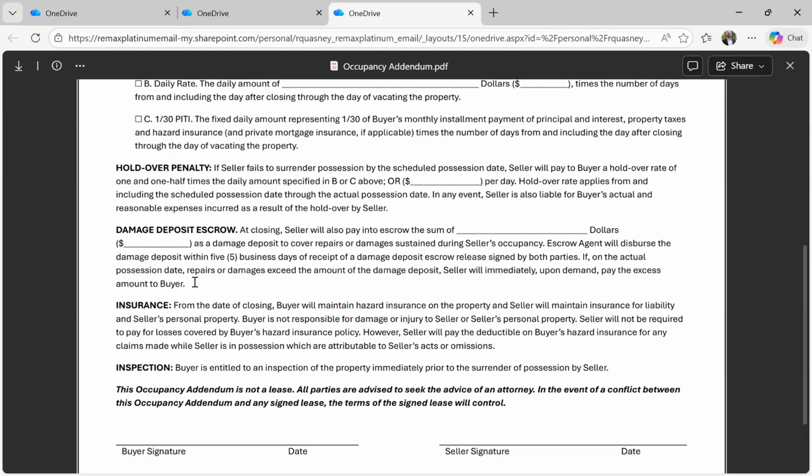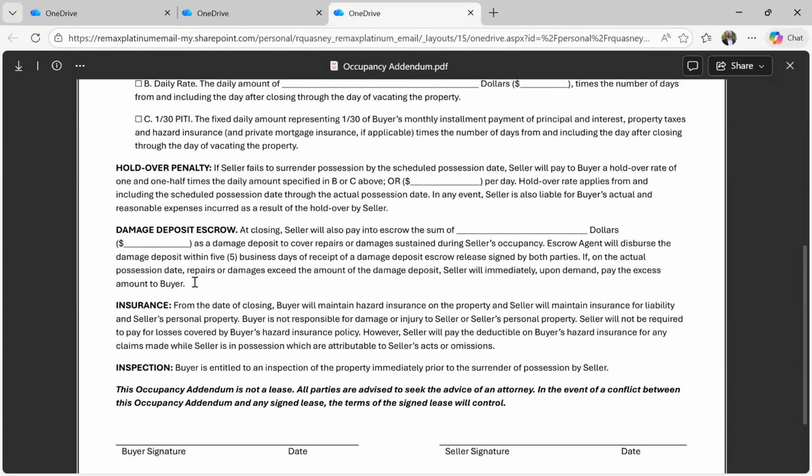However, with my last transaction, I ran into a problem. The agent, who was from Wayne County, basically said to me, it's your buyer's home, and that this damage escrow deposit is not to be used for normal wear and tear items.